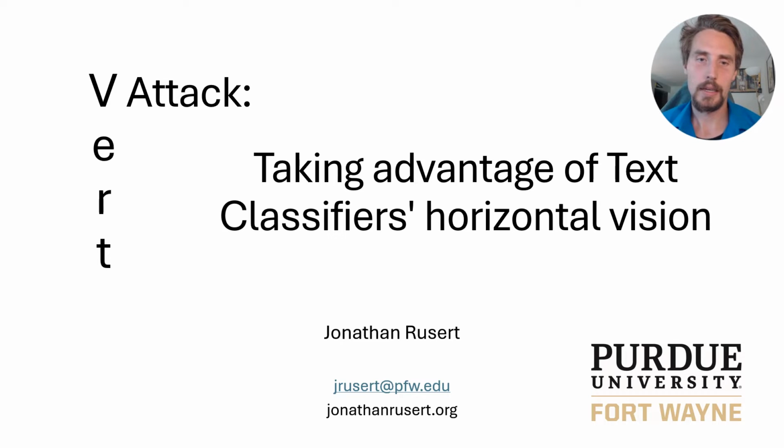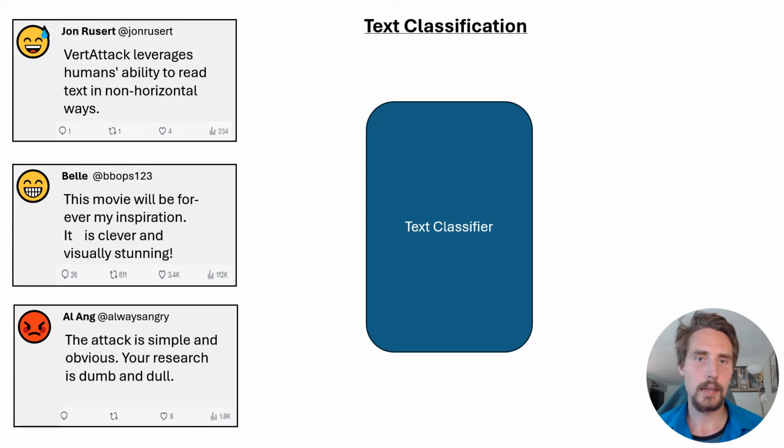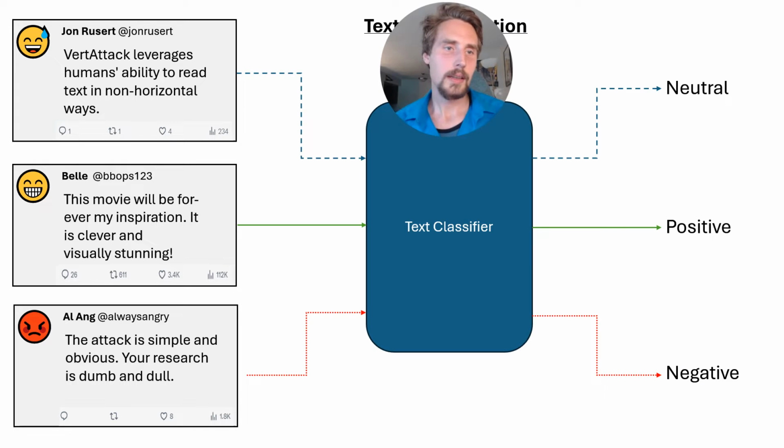Hello, today we'll be talking about our new paper, VertAttack, which is a new adversarial attack focused on exploiting the disadvantages of current text classifiers. So first, we need to establish what a text classifier does. Simply put, our text classifier is going to take an input text and assign some label to it.